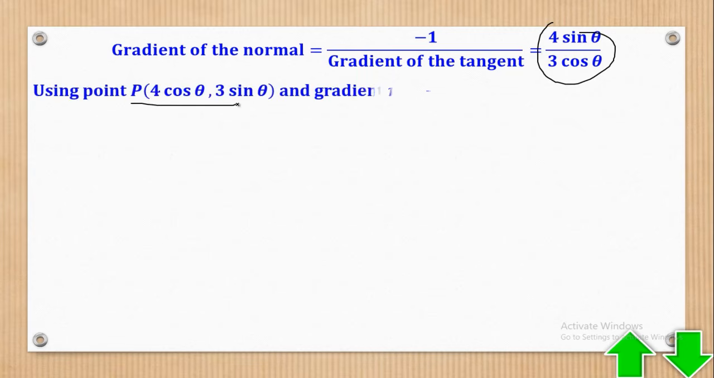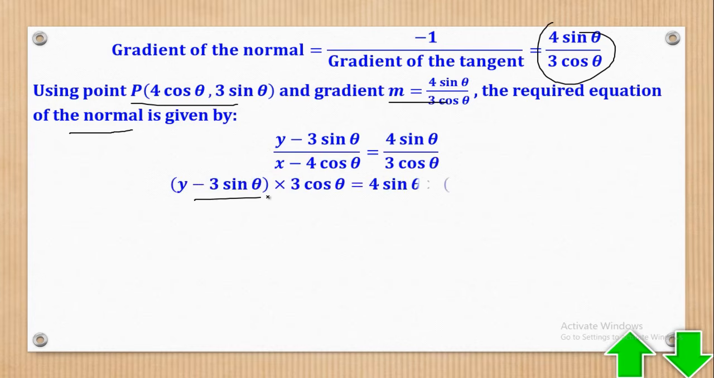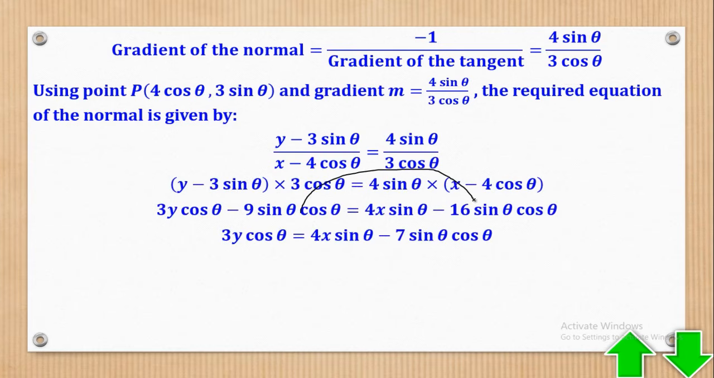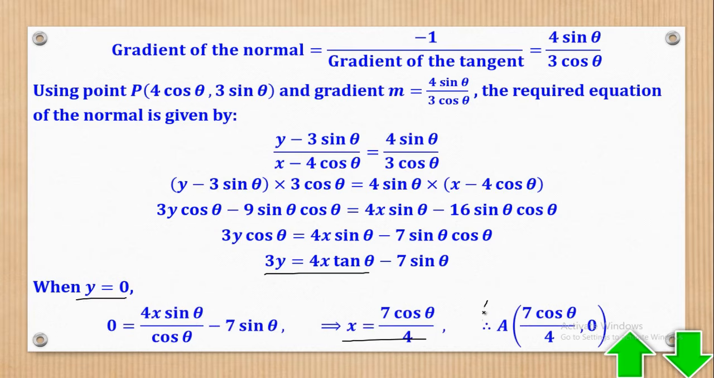Now using the point this and the gradient of the normal, I can get the equation of the normal. From this expression, I will cross multiply to come up with this, open brackets to come up with that. Collect like terms, take this one this side, so negative 16 plus 9 gives you negative 7. Divide through by cos theta to come up with that. So this is the equation of the normal. Now when y is 0, I can get the value of x, which is that, implying that point A is that.